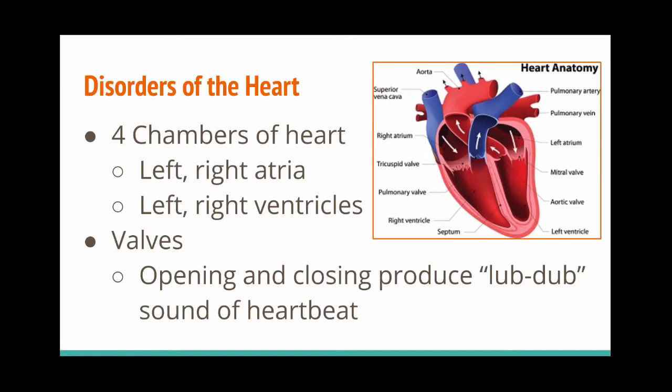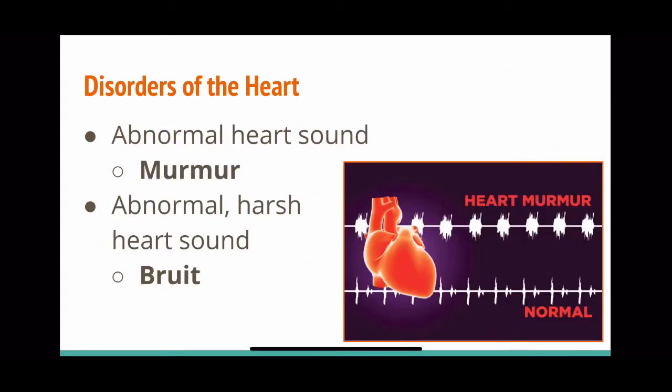So the opening and closing of the valves between the atrium and the ventricle is what gives us that lub sound. And the other part of the heartbeat, that dub part, is caused by the opening and closing of the aortic and pulmonary valves, which are located between the ventricles and the blood vessels that are connected to those ventricles. Now there can be abnormalities with these valve closures, which leads to a difference in the sound of your heartbeat, which is what doctors are checking for when they listen to your heart with their stethoscopes.